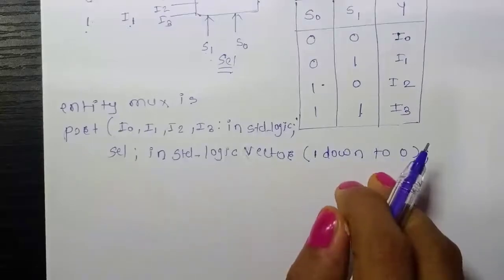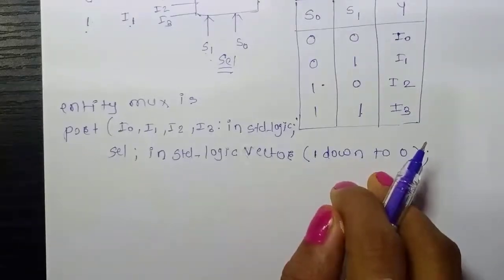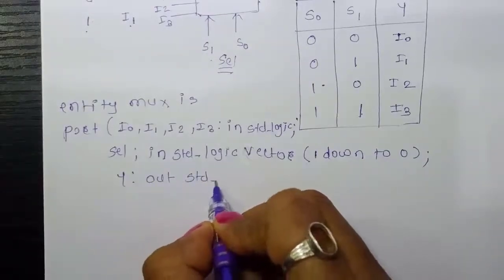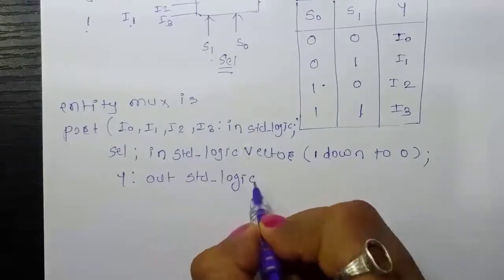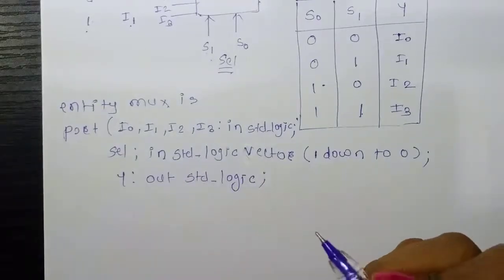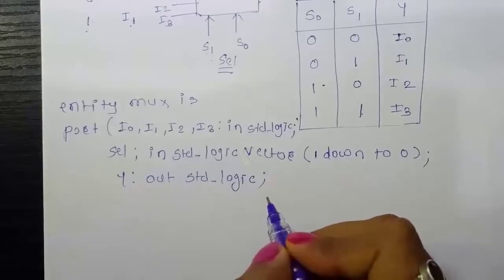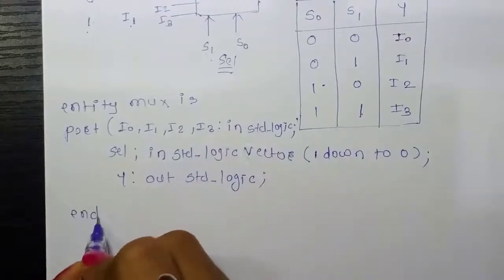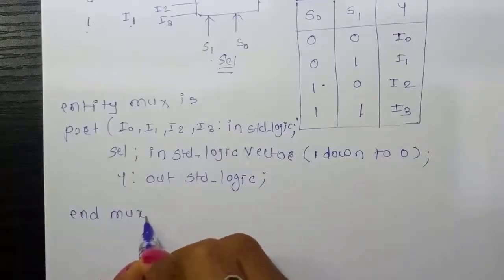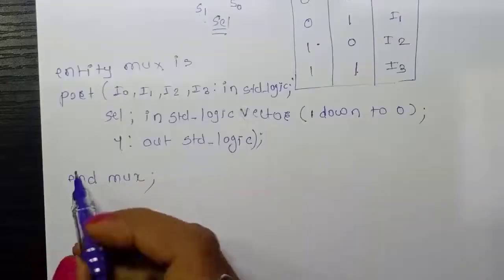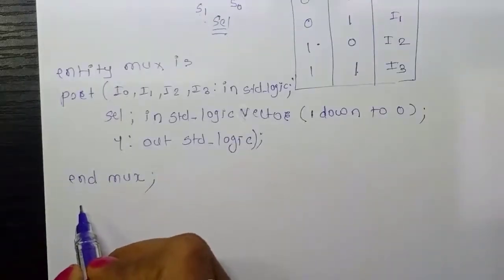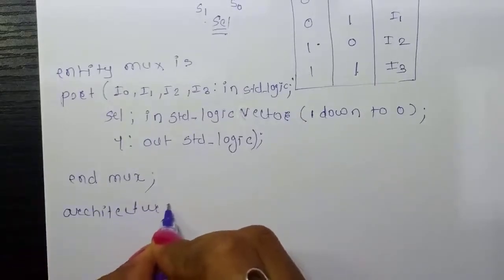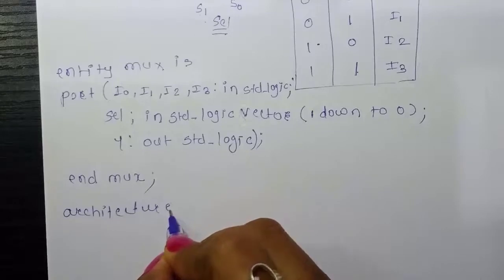After that we have to declare our output port. So y colon out standard logic and semicolon. Then we have to end our entity with the name of our entity. So end, the name of our entity is mux, and semicolon. After that we have to declare our architecture. So architecture, followed by the name of our architecture.